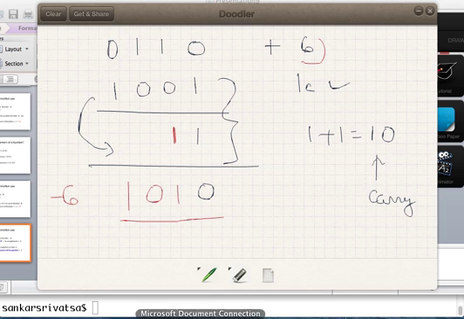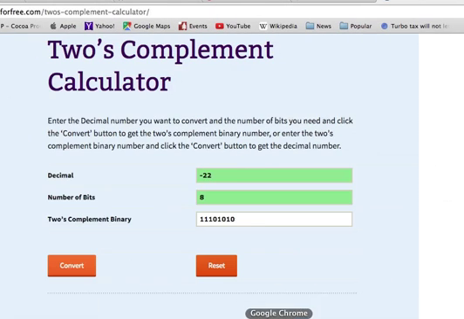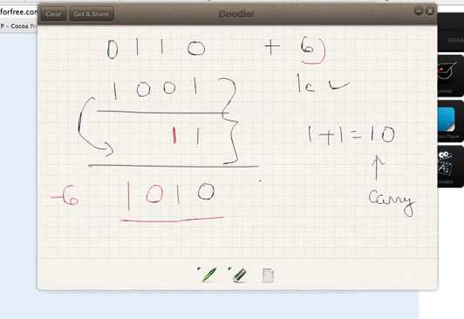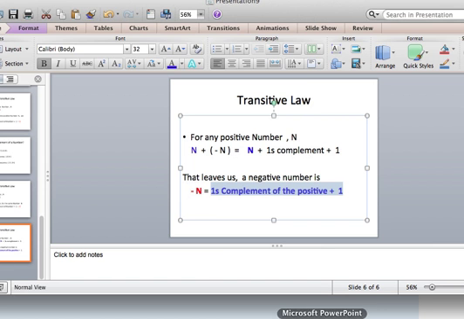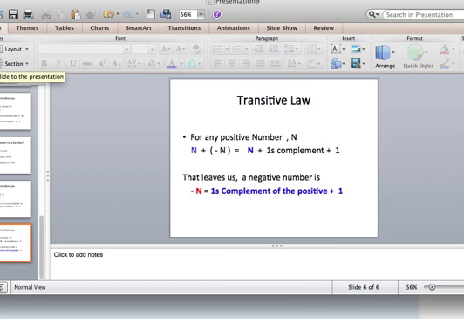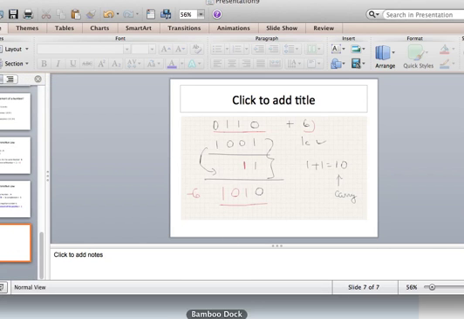There is a website here that I'll show you. It's a 2's complement calculator. So we saw the -6 representation. We have 4 bits, converted 1010. We have 4 bits. That's what it's talking about. Let me copy this to our PowerPoint. We'll do a couple of examples.